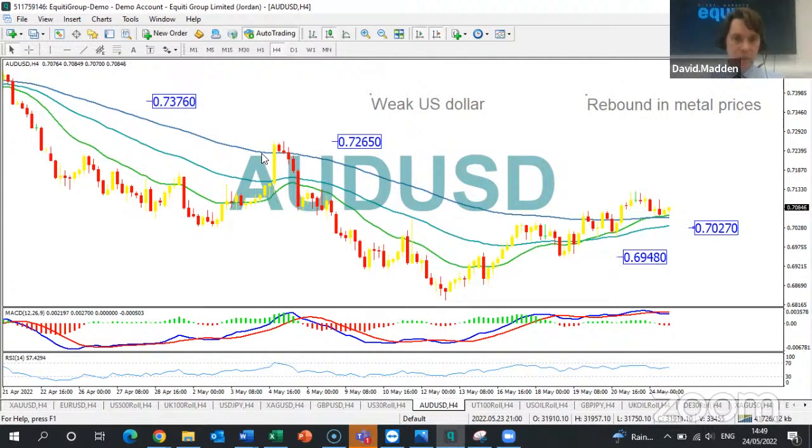A rally from here could see a target of 0.7265, and a break above that could see a target at this area here at 0.7376. Now, looking at the price action in the past 12 to 24 hours, we have seen a pullback in the AUD USD. Are we going to see a continuation of the short-term move, or is it just a short-term move before it slots back into the more medium-term upward trend?